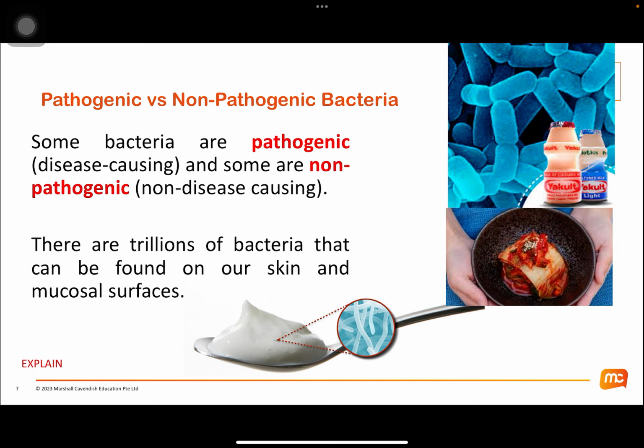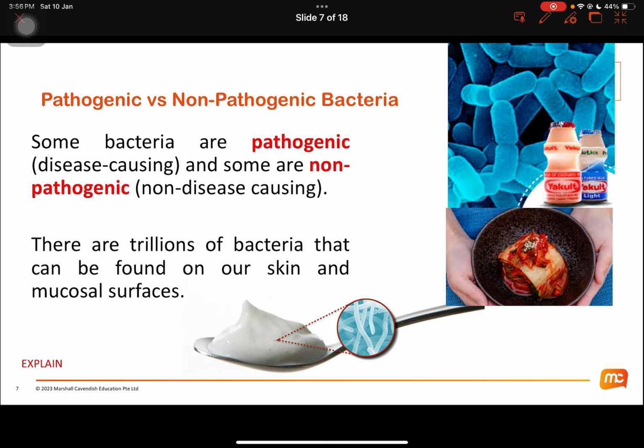When there's an imbalance in the population of bacteria in our guts, it will cause a detrimental impact in our body, for example, diarrhea and other problems as well. As such, we do take in food that helps to promote a healthy gut in our body, and they are known as probiotics.